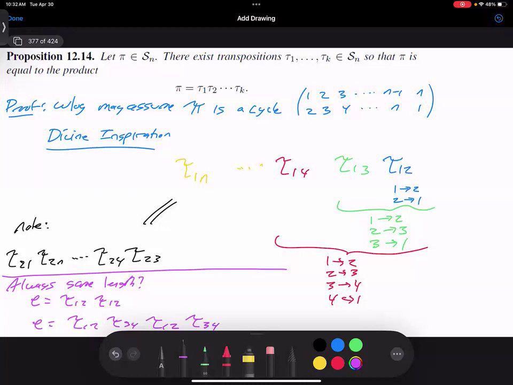But it's not at all clear. If I look at the two I have over here, they both have the same length. But the first one is tau1 something. I never have a tau23 or a tau24 in the second. So they're not going to have the same elements. But what can you say about the length? What do you notice about the length of these two different decompositions for E? They're both even.